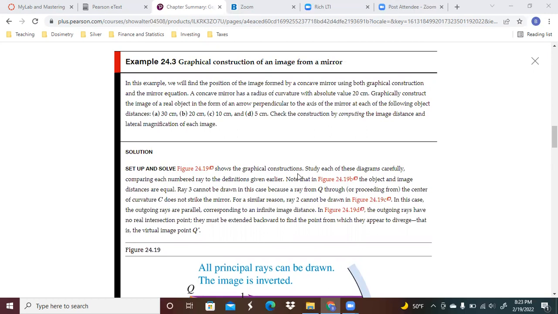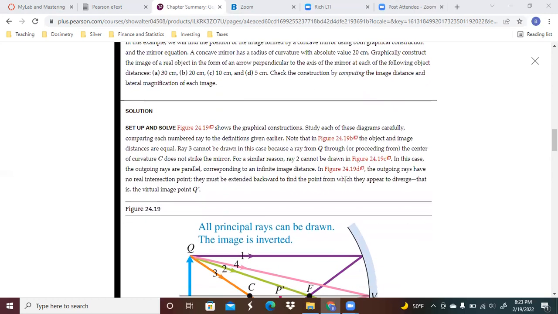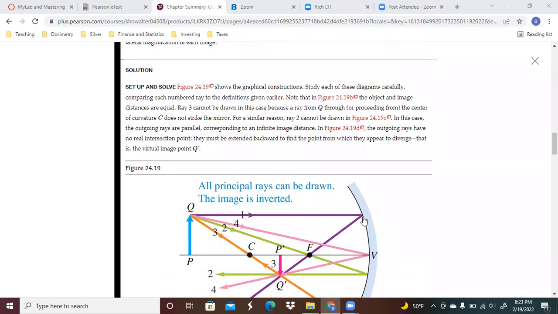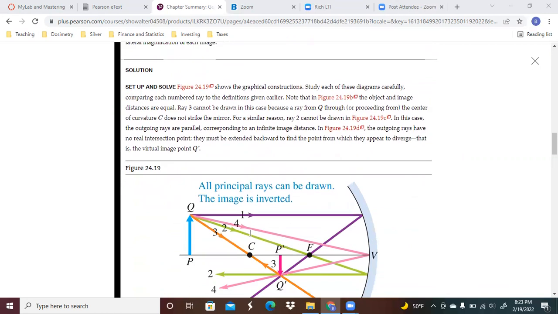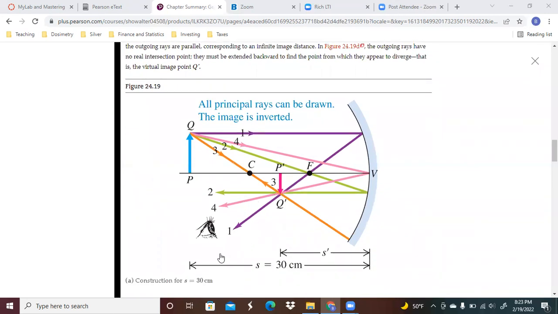In this example, we're going to find the position of the image formed by a concave mirror using both graphical construction as well as the mirror equation. A concave mirror has a radius of curvature with absolute value of 20 centimeters. We're going to graphically construct the image of a real object in the form of an arrow perpendicular to the axis at each of the following object distances. And we're going to check the construction by computing the image distance and the lateral magnification of each image. So here we've got it set at 30. We've got that out here.